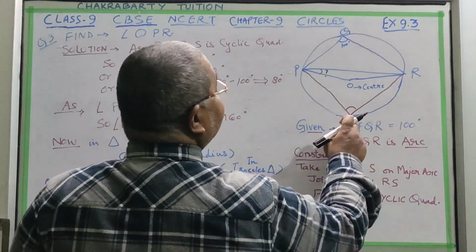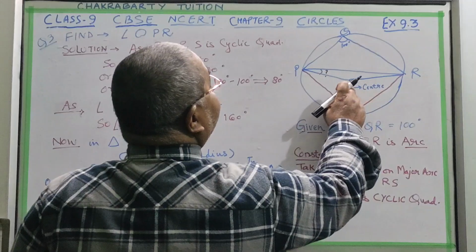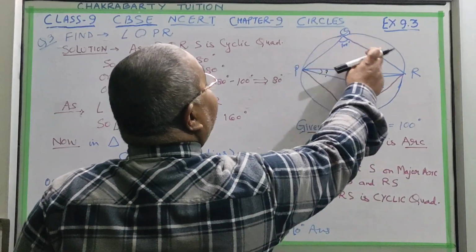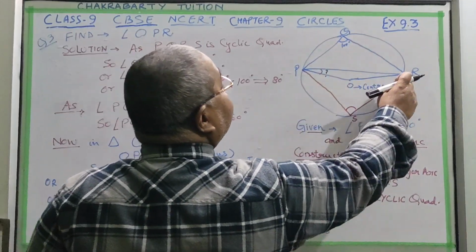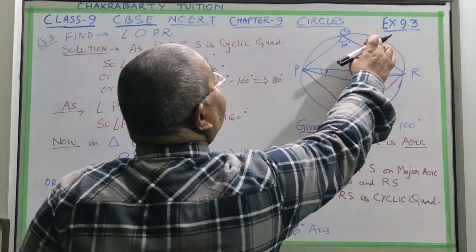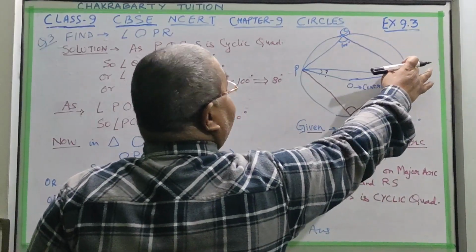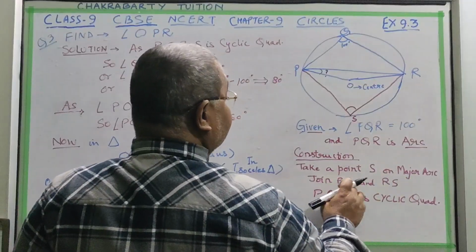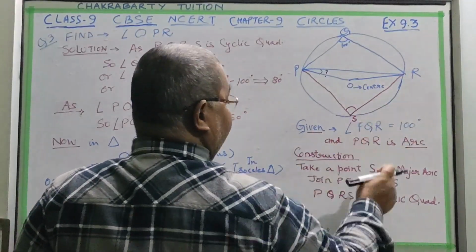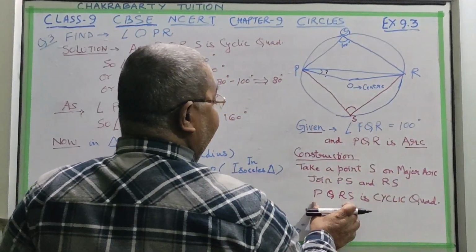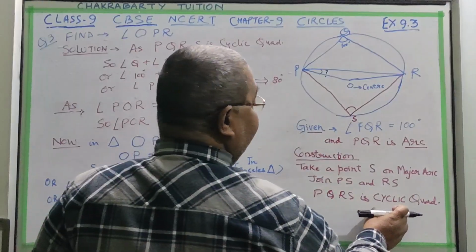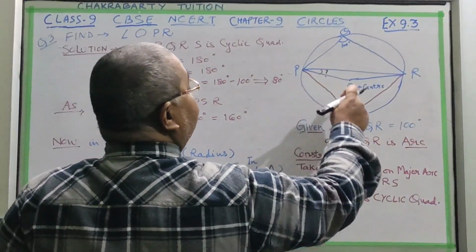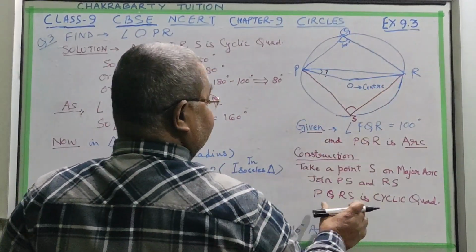Take a point S on major arc, because center is here. It means this side arc is smaller and this side arc is major. So it is major arc and this PQR is the minor. So on the major arc you take a point S, join PS and RS you have to join, and a cyclic quadrilateral you will get. PQRS you will get.